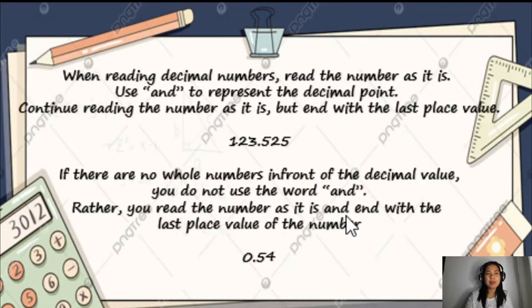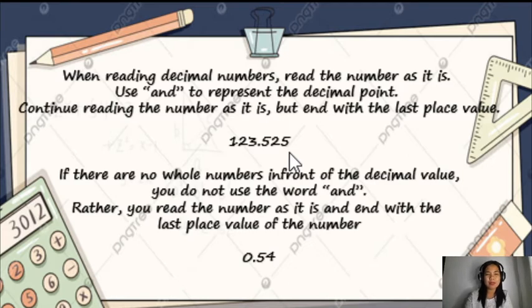When reading decimal numbers, read the number as it is. Use and to represent the decimal point. Continue reading the number as it is, but end with the last place value. Example, so we have 123. This is the whole number, 123. Basahin daw natin yung decimal point ng and. So that is 123. And continue reading the number as it is, 525. But end with the last place value.